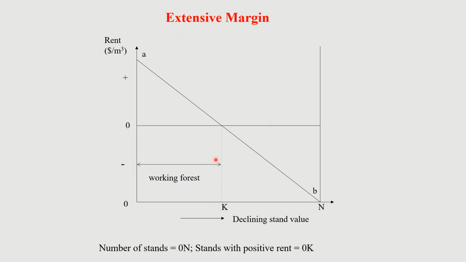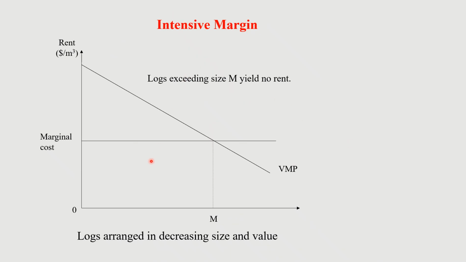Now at point K, the resource rent is effectively zero, which means that if you're going to harvest any stands beyond K, you're going to lose money. Not only does the government, the owner, lose money, but the harvesting companies, the timber companies, lose money. So the working forest, therefore, is from 0 to K, and it's the amount of stands that can actually earn a positive rent. At the intensive margin, we arrange logs in decreasing size and value.